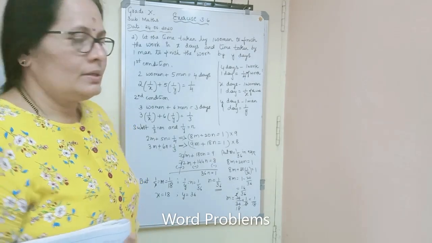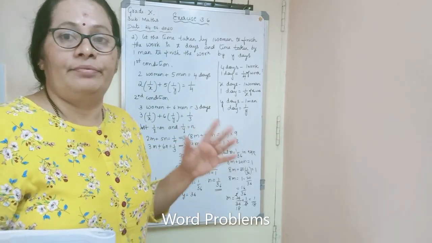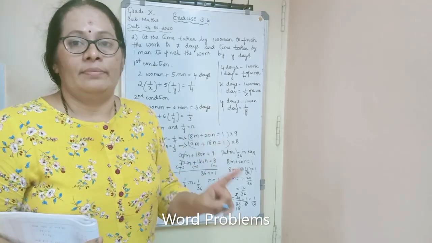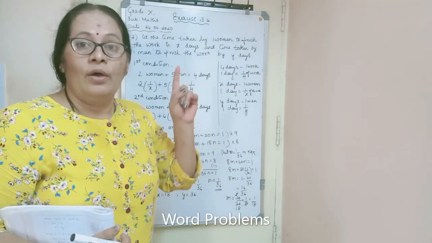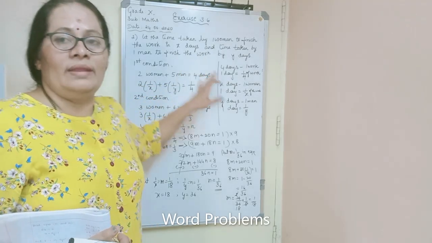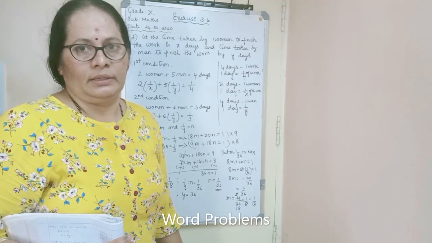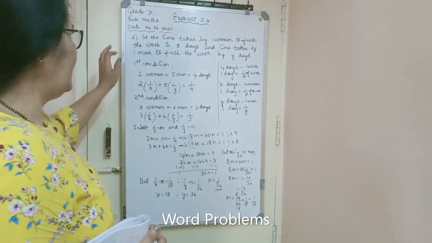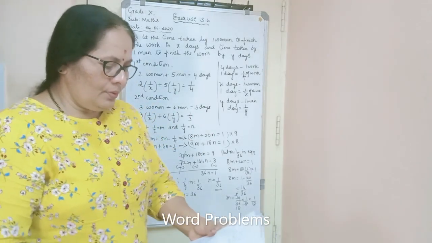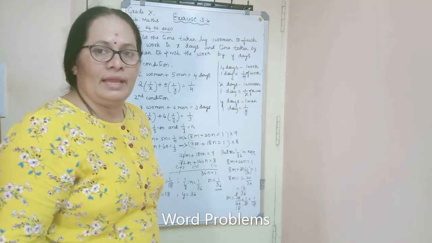So here, work and time related sums you have to convert for 1 day and frame the equation. Convert for 1 day. Then only you can find how many days they take to complete the given work. Okay, once again I will repeat. See the question. 2 women and 5 men together finish the work in 4 days.